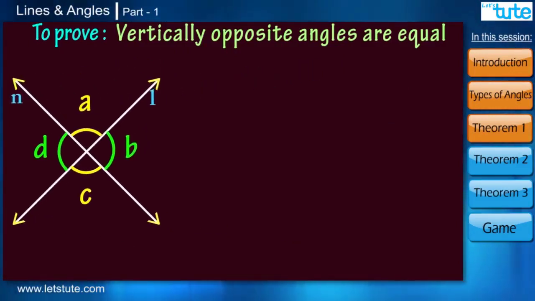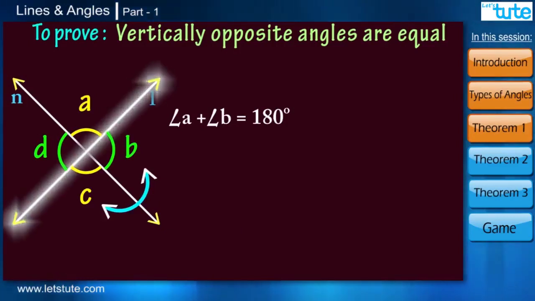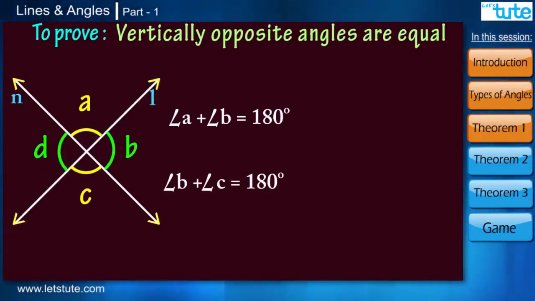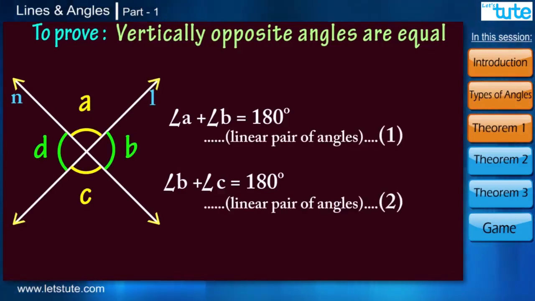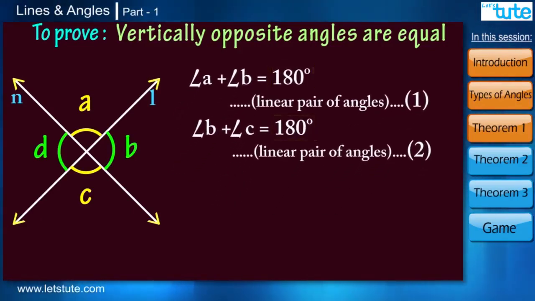So in here we can see that angle A plus angle B will be equal to 180 degrees, and angle B plus angle C will also be equal to 180 degrees. And the reason for both of them is linear pair of angles, right? Since the right hand side is equal, we can say that the left hand side is also equal.